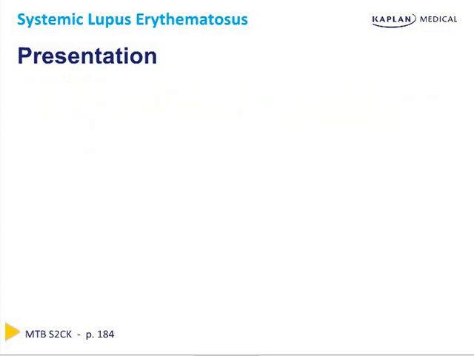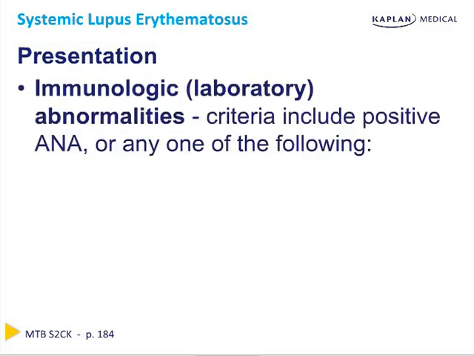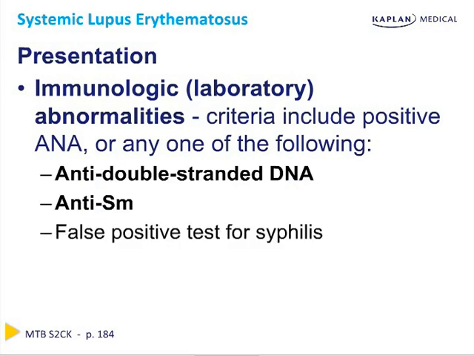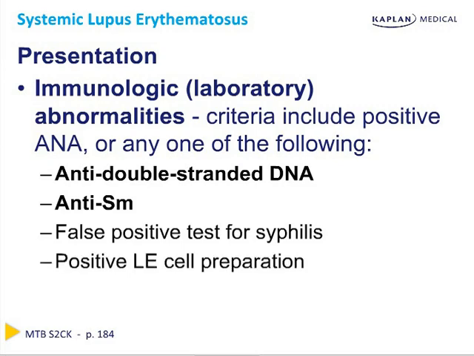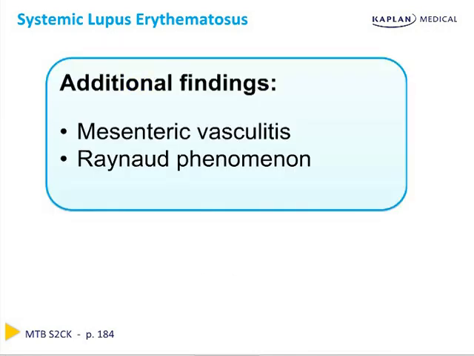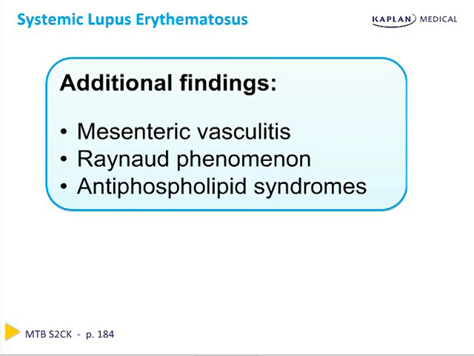There are also immunologic or laboratory serologic abnormalities that fit diagnostic criteria. These include a positive ANA, or a positive anti-double-stranded DNA, anti-Smith, a false positive test for syphilis such as an RPR, and a positive LE cell preparation. Some additional findings you must keep in mind are mesenteric vasculitis, Raynaud's phenomenon, and antiphospholipid syndromes.